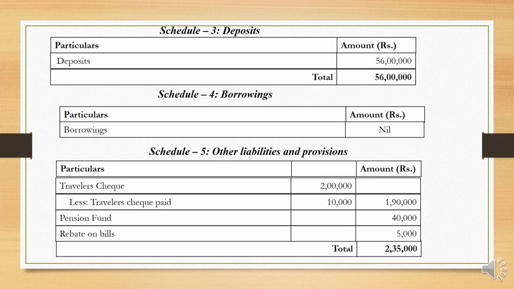Next comes the deposit. So here deposit 56,000. There is no other information. Borrowings nil. Then other liabilities and provisions. See, look at here. Traveler's check, I had already explained it, 2 lakh. But traveler's check paid is 10,000. So this liability has come down by 10,000. So 1,90,000. Then pension fund, one more liability, and one more is rebate on bills. It is 5,000. So total 2,35,000.